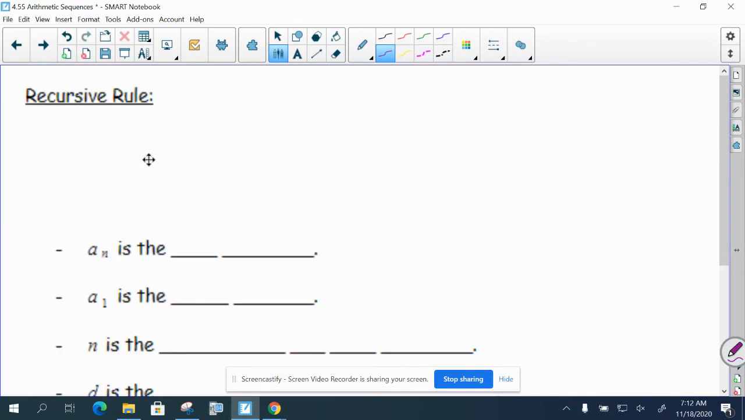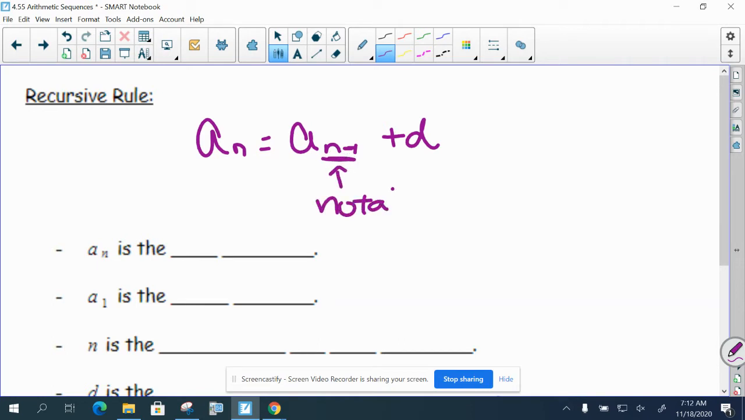So the recursive rule, make sure you write this down, is a sub n, the nth term, is equal to the previous term, a sub n minus 1, plus the common difference d. Now remember that n minus 1 is just a subscript, it's just notation. We're not actually taking a and multiplying it by n minus 1. So a sub n is the nth term that you're trying to find. A sub 1 is the first term. And a sub n minus 1 is the previous term.